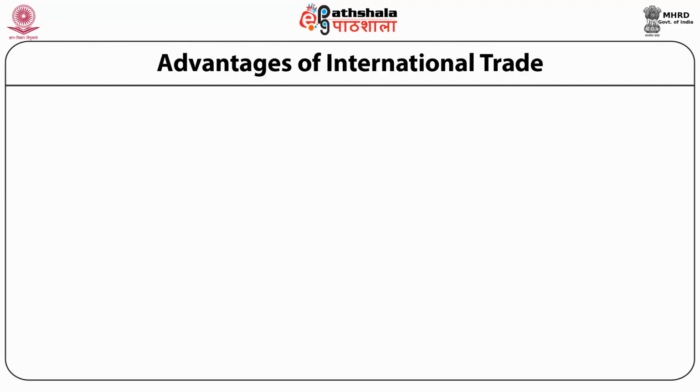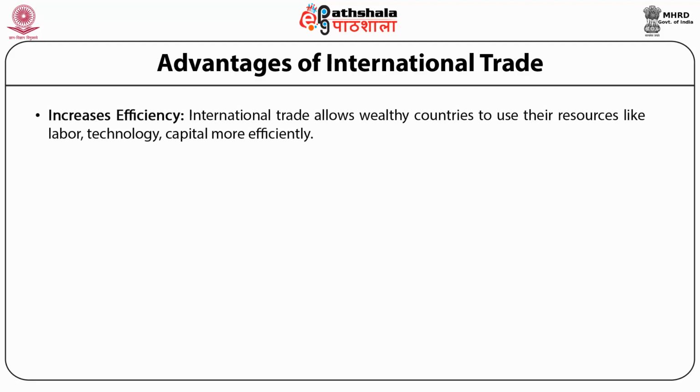Let us discuss one by one the advantages and the disadvantages of international trade. First of all, let us discuss how international trade brings advantages to countries. First, it increases efficiency. International trade allows wealthy countries to use their resources like labor, technology, and capital more efficiently. Countries have different assets and natural resources like land, labor, capital, and technology. Some countries may produce the same goods more efficiently and therefore sell them more cheaply than other countries.